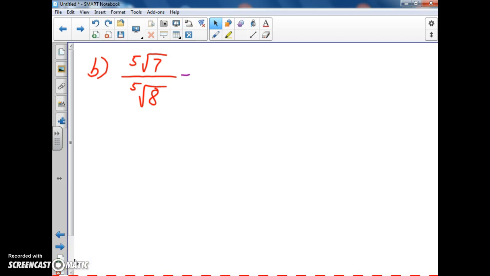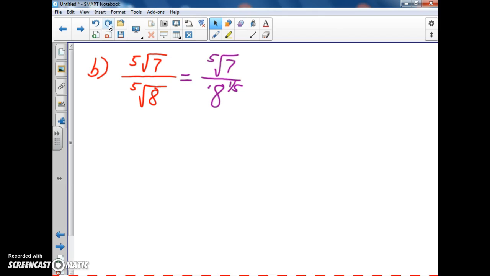Now you have a radical on the bottom. You have a 5th root of 8, and you have a 5th root of 7. Here's what we're going to do. We're going to change it. Keep the 5th root of 7 the same, but the bottom one, we're going to make into 8 to the 1/5 power.